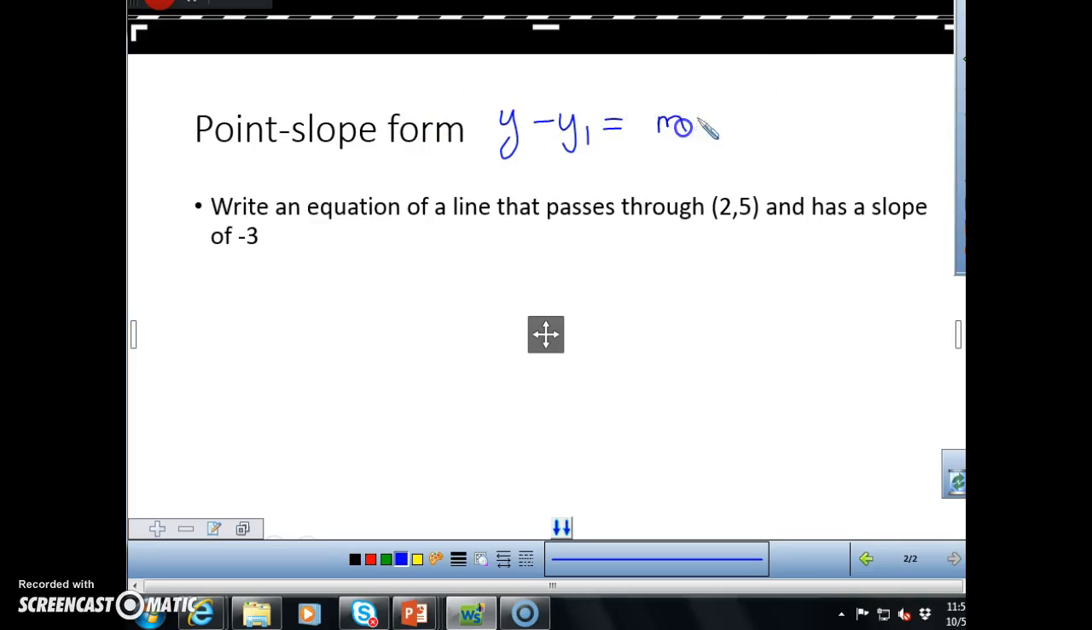y minus y1 equals m times x minus x1. Point slope form.